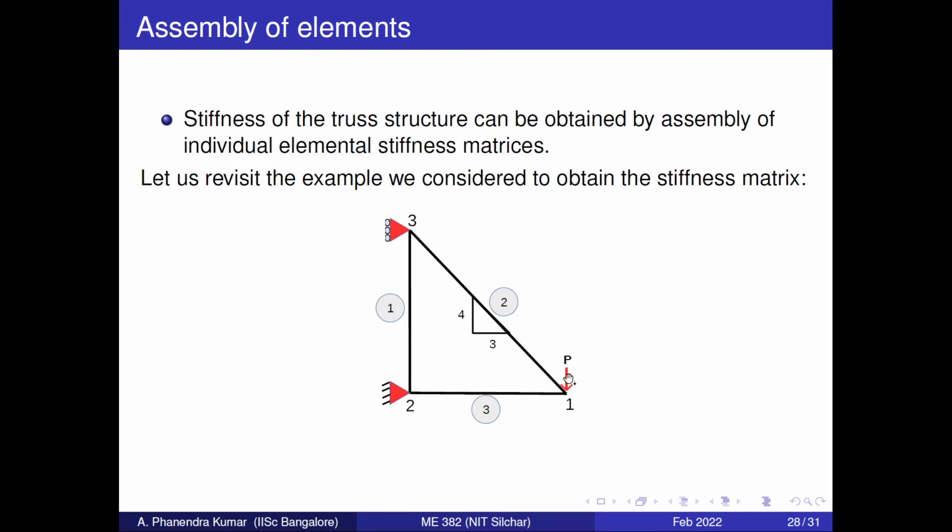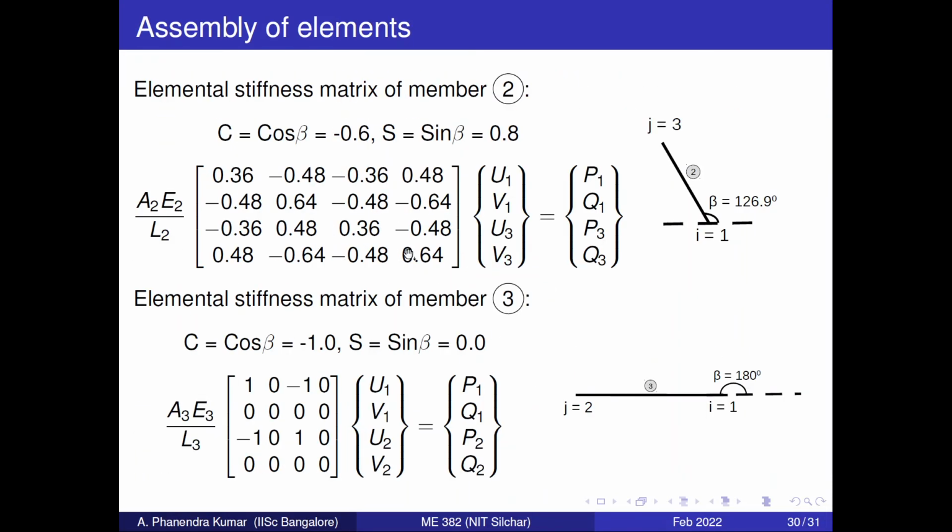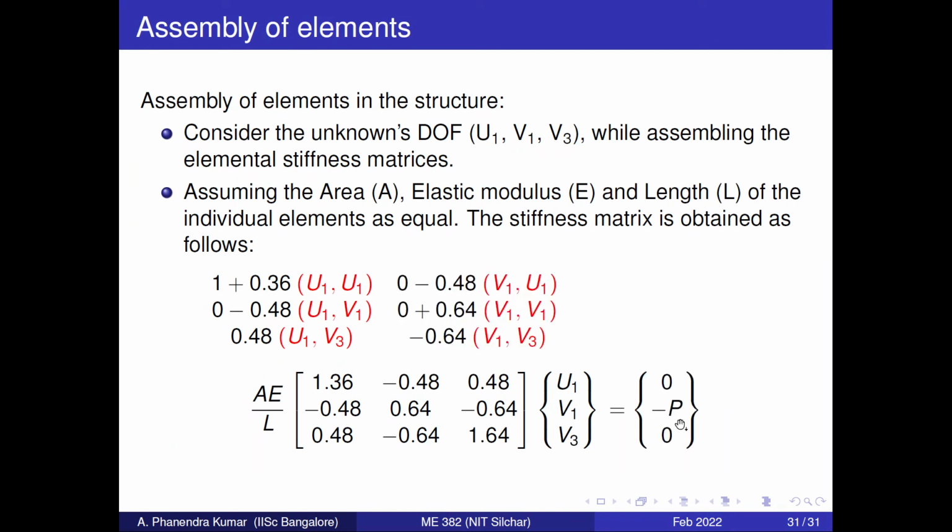u1 we don't have any load. v1 is in the negative y-axis, so minus p. And v3 I don't have any load, so that is 0, minus p and 0. So this completes the formulation of the individual elemental stiffness matrix and assembly of elements.